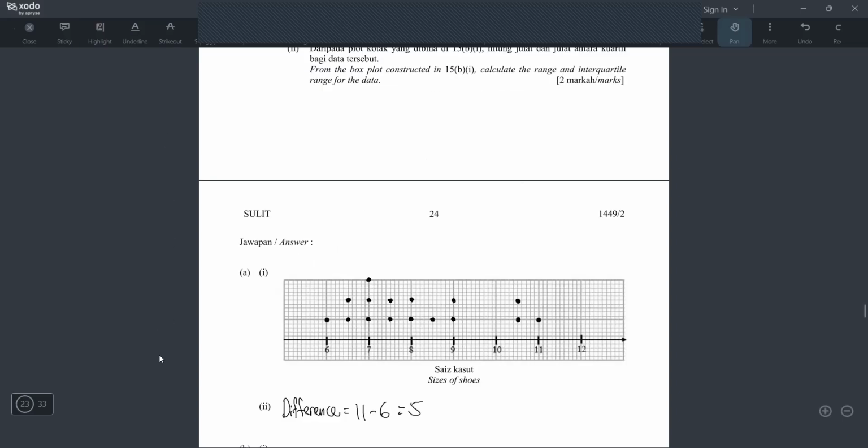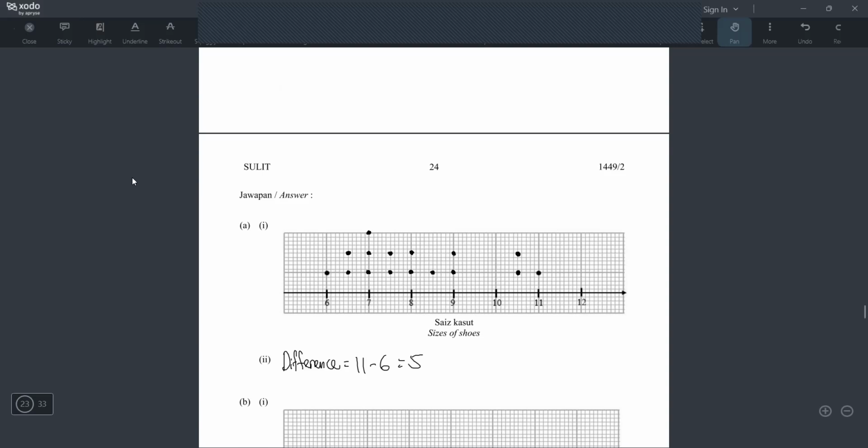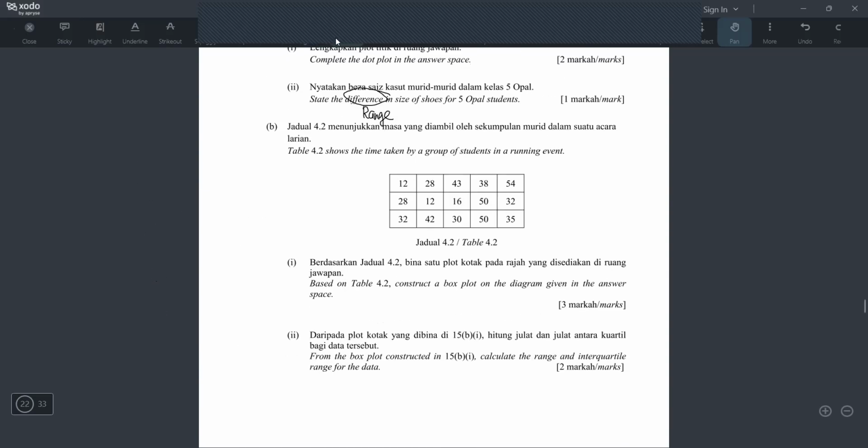Okay, let's look at the B1. Okay, so this space lah. Oh, they even draw the axis for me already. Okay, so how to draw box plot? Do you remember plot kotak? Saya pernah ajar dekat form 4. So how to draw a box plot?